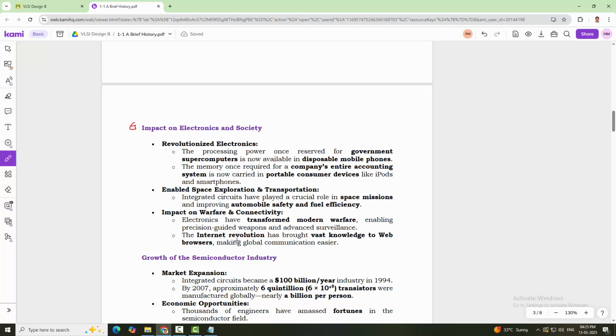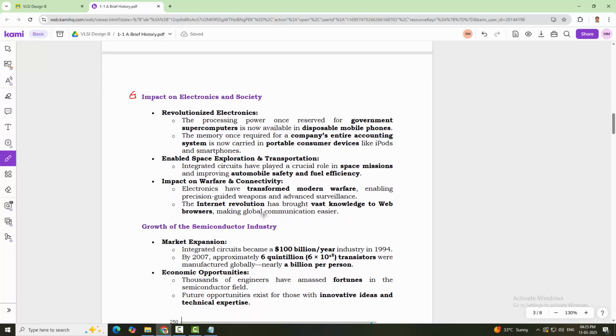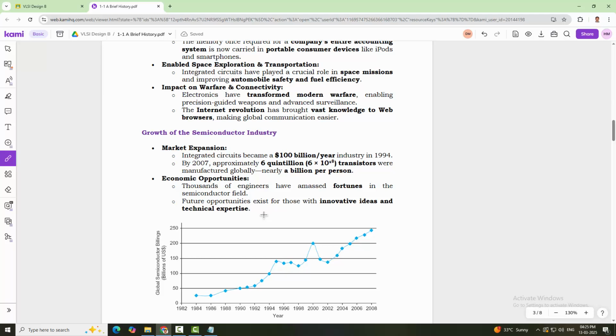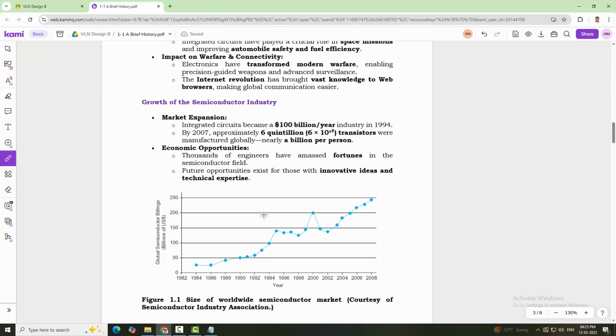And again, the internet revolution also brought vast knowledge to web browsers, making global communication easier and even faster. So these are a couple of things which have created an impact on electronics and society due to the invention of transistors and integrated circuits. Now let us see the growth of the semiconductor industry.